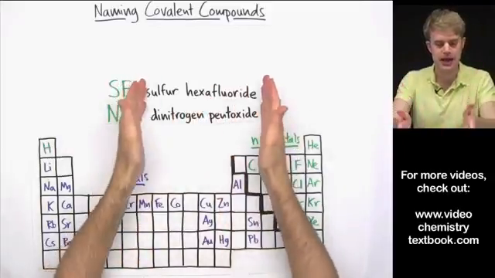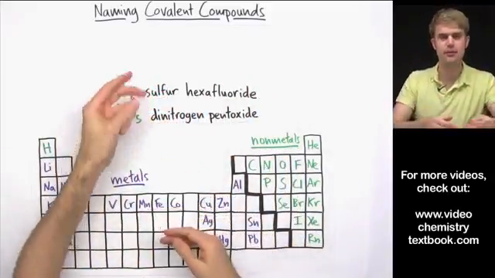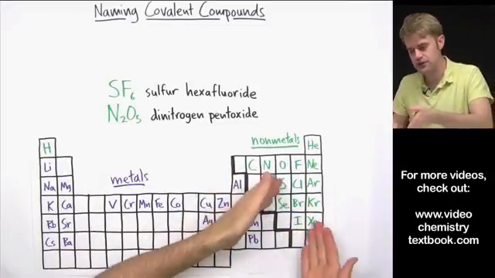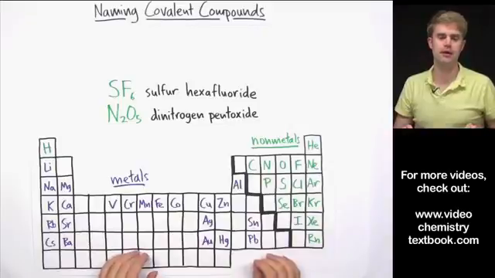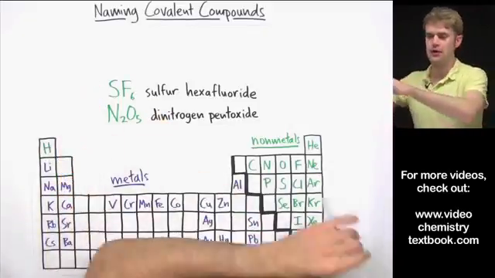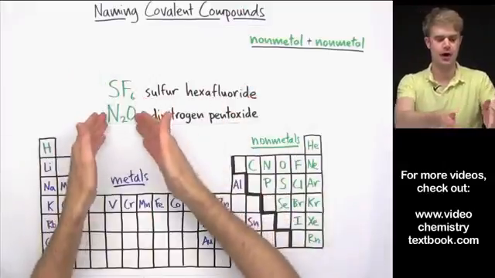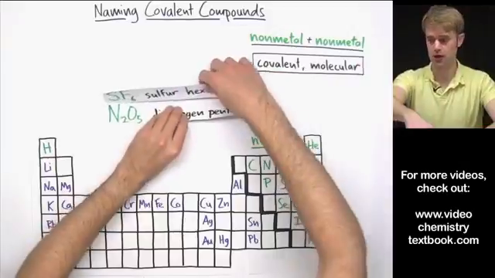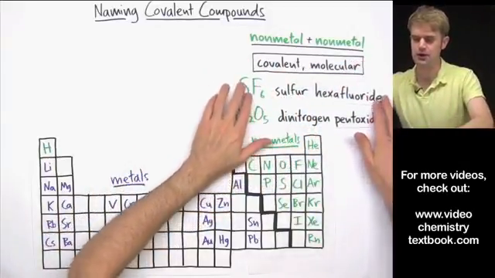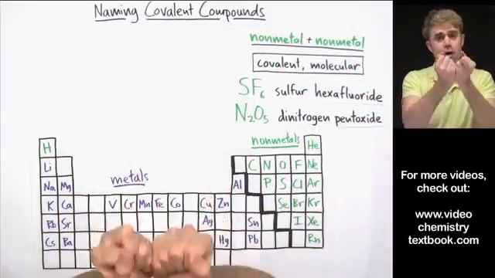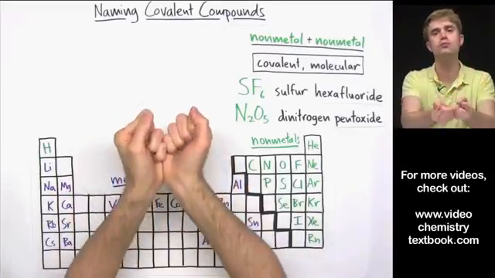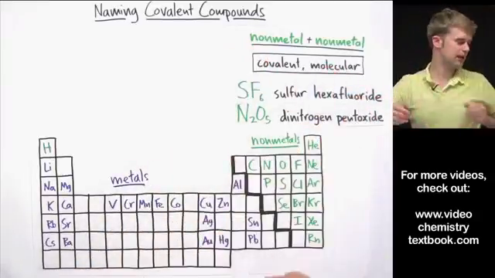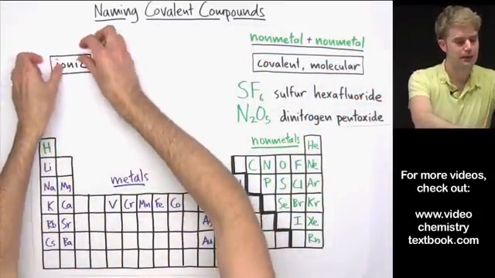Let's look at how to write names for compounds like these that are made of two nonmetals. The nonmetals are the elements to the right of the staircase on the periodic table. Compounds made of a nonmetal and another nonmetal are called covalent or molecular compounds, because the elements in them are held together by covalent bonds, in groups called molecules.